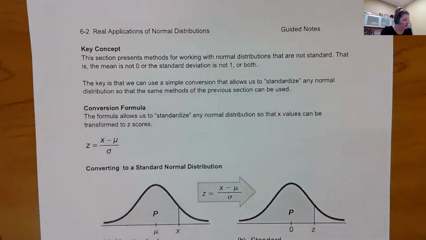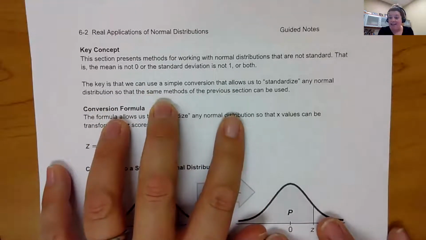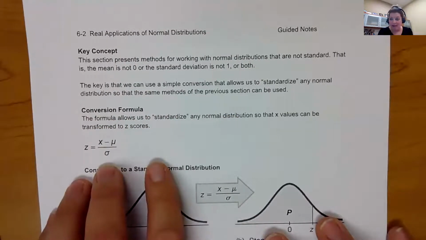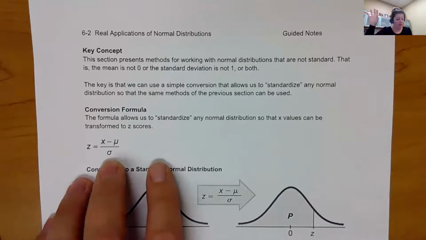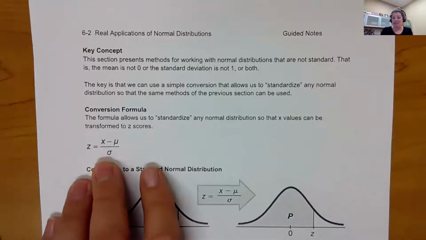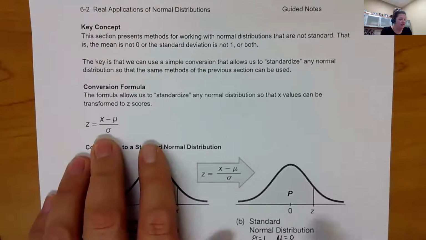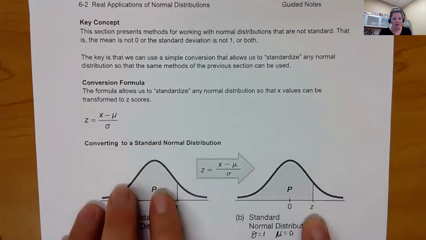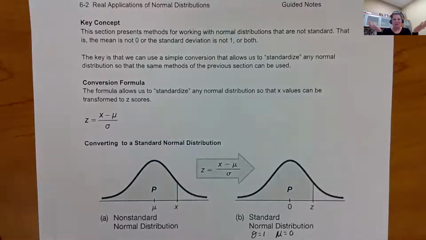Our key concept here is that you can standardize something by converting it to a z-score. We take any data value, subtract the mean, divide by the standard deviation, and we've now standardized that value. That value would then become a z, like you see on this one, or we could have used an x, like we see on our non-standardized. So we can have standardized or non-standardized.